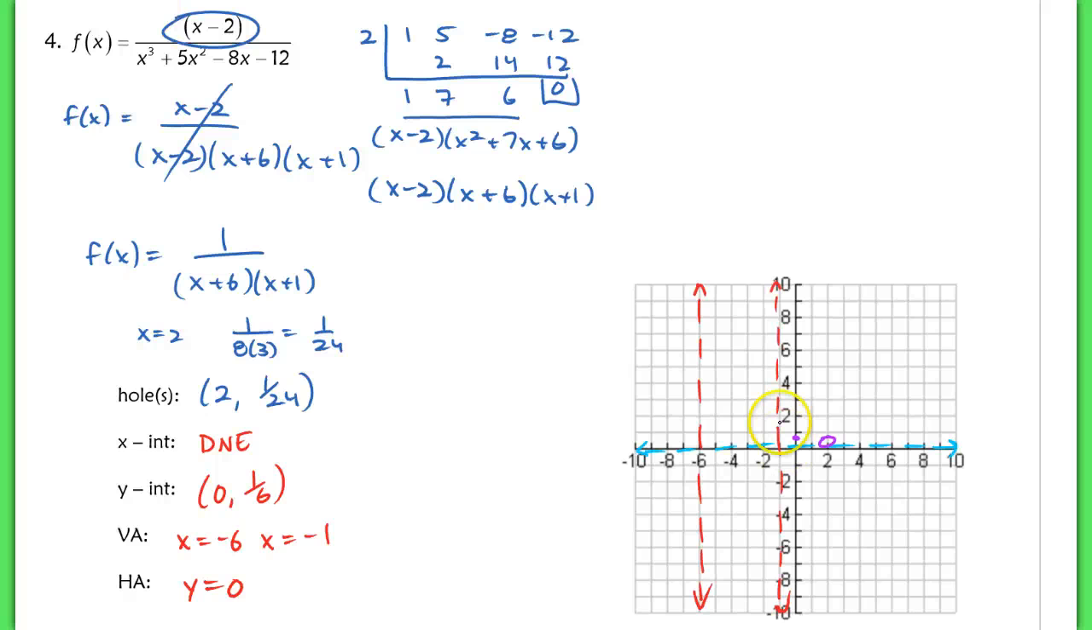All right, so I plotted some of that information, and I know that the hole at (2, 1/24) is so close to the x-axis. Just make sure you draw the hole above it. Obviously, it can't be that accurate, but that's definitely where one of the branches is going to be.